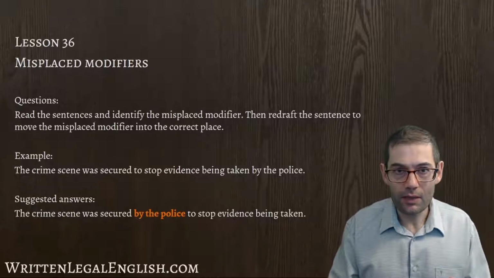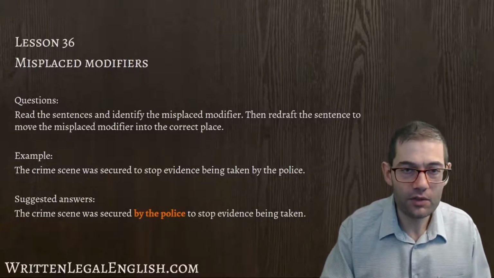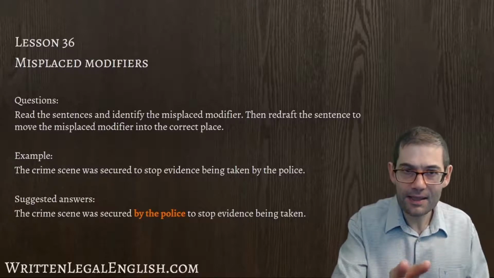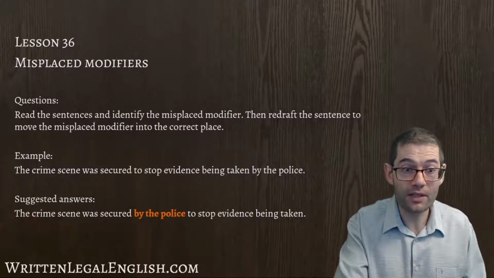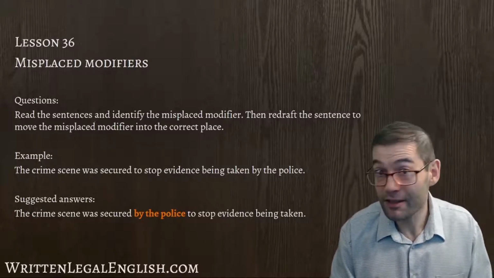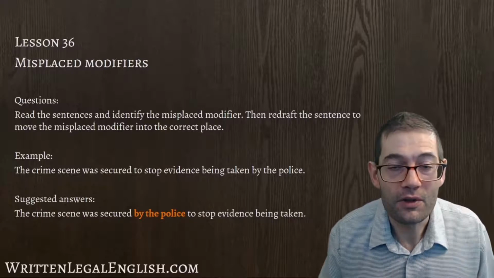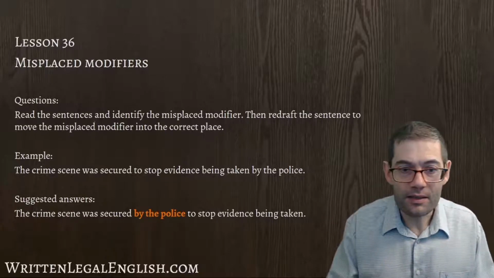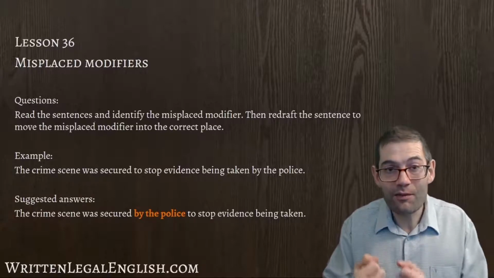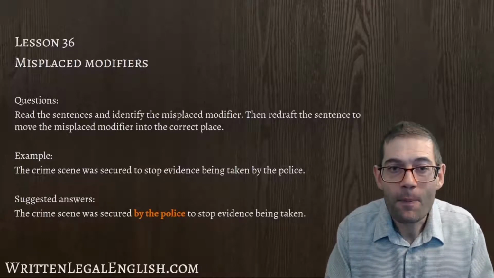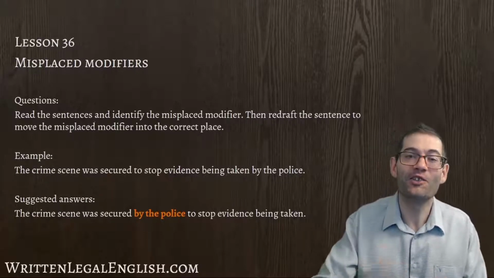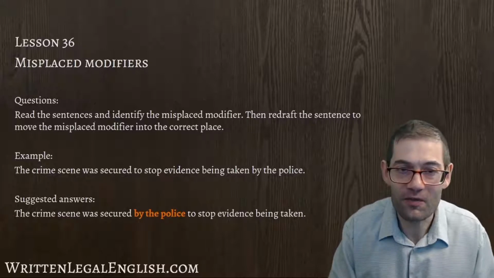So I'd like you to have a look at the questions and redraft them to solve the problem of the misplaced modifier. And here is an example where I talk about quasi-passives. The crime scene was secured to stop evidence being taken by the police. What does this mean? It sounds like they're trying to stop the police from taking evidence away from the crime scene, which is of course not what we meant to say. We meant to say that the police are stopping other people from taking evidence away from the crime scene.